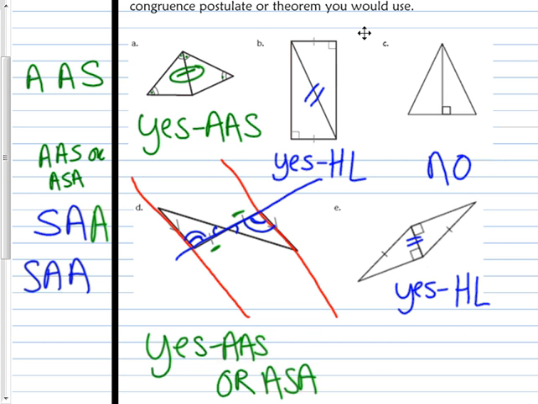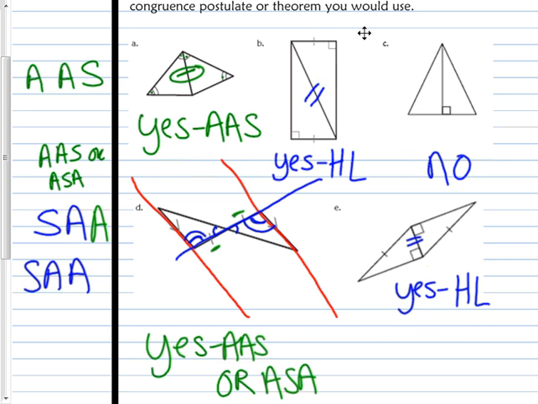Letter B was yes, because of the hypotenuse leg theorem. I can tell that it's a right triangle. It's marked. They have a leg in common already, and then they share the hypotenuse. They have the same hypotenuse, so by the reflexive property it is congruent. So yes, the hypotenuse and the leg are congruent to each other. Letter C is no. Although they do share a common side, I cannot prove that their hypotenuses are congruent. So that would be a no.